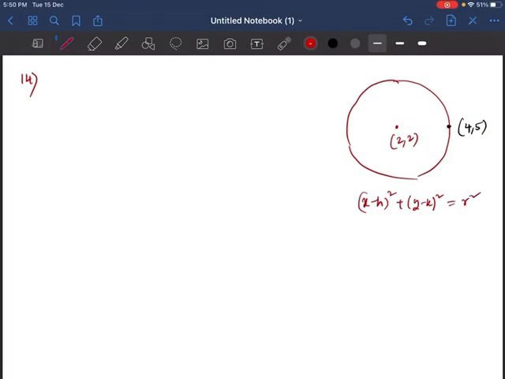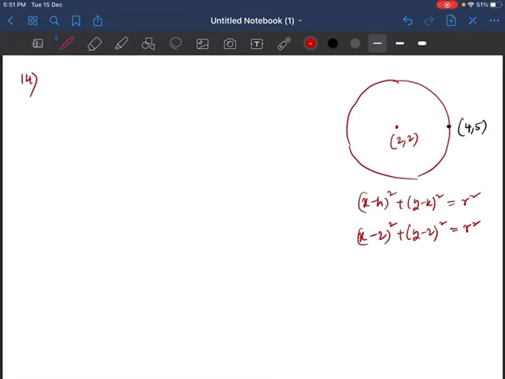So here the center we already know, so we can directly write (x − 2)² + (y − 2)² = r². Why? Because the center we already know, right? Understood? Now all we have to do is find the radius. Now how can we find the radius? The radius is the easiest thing to find.